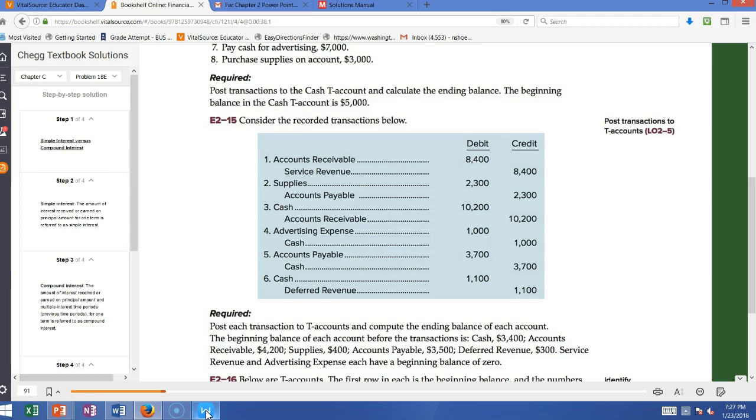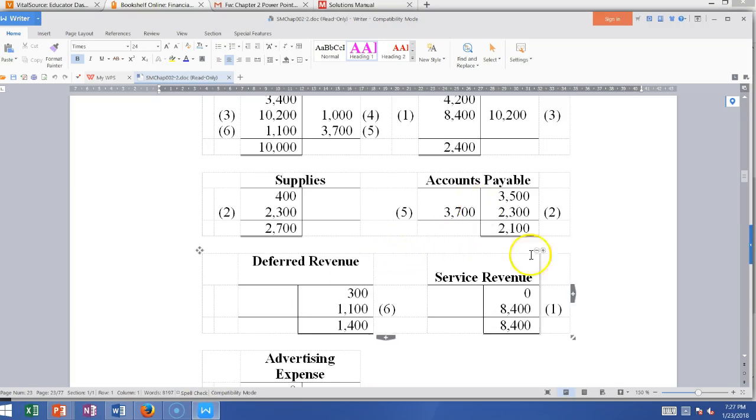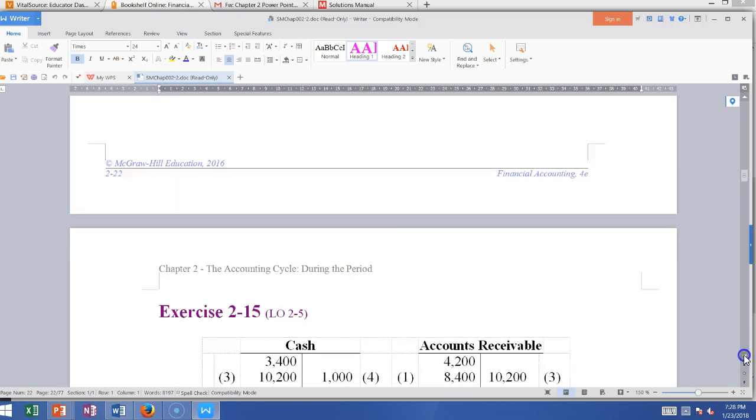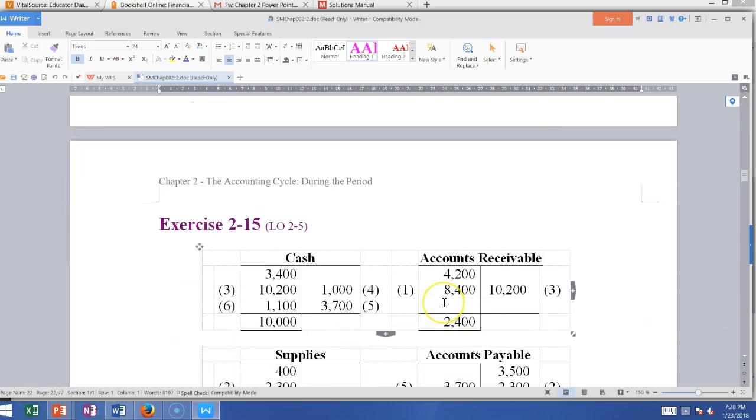So number 3, we're going to show the cash of $10,200 and credit our accounts receivable of $10,200. Again, up here, cash, number 3, $10,200, and then our accounts receivable is a credit of $10,200. You see that?